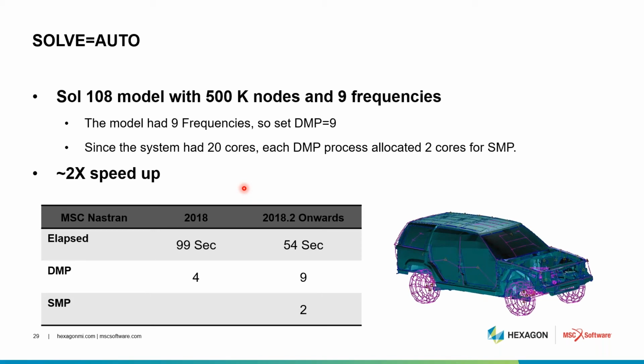So here are some comparisons for solve equals auto. A solution 108 model with 500K nodes and 9 frequencies. We set DMP equals 9, and since the system had 20 cores, each DMP process was allocated 2 cores for SMP, and we were able to achieve a 2 times speed up. I should mention that solve equals auto enhancements have been done since version 2018.2, and ever since we have made it even better. So this shows version 2018.2 onwards, all the other versions have the 2x speed up.